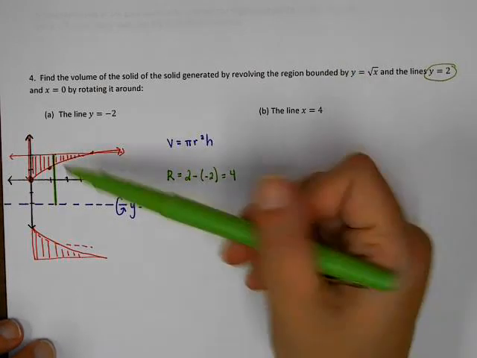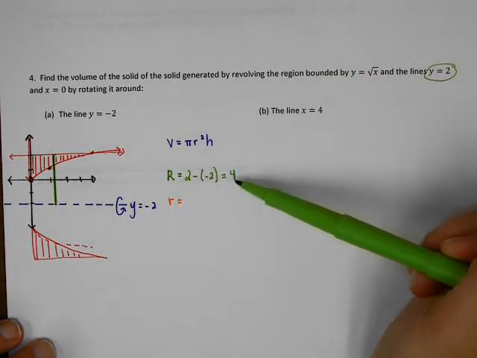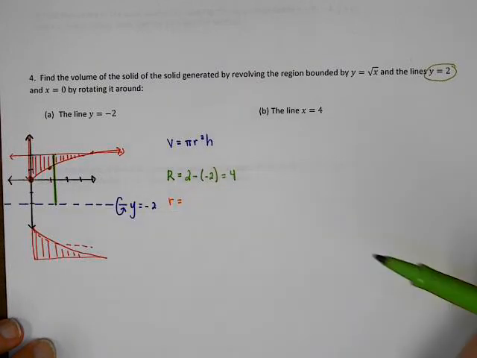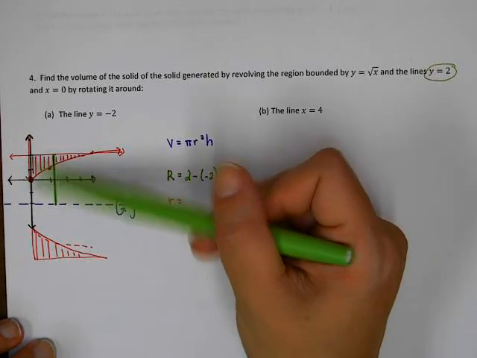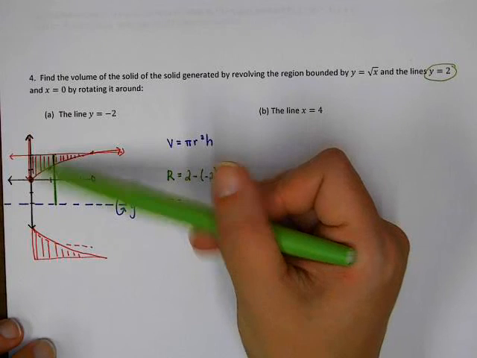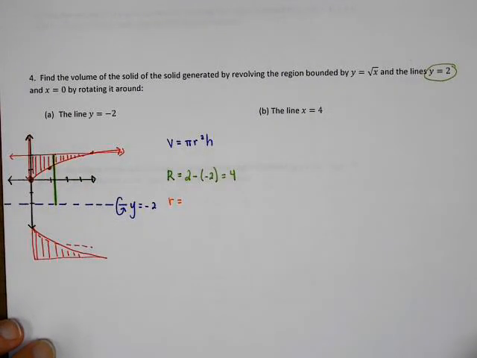What that means is that this outer edge is always 4 units away from the axis, which I think makes sense when we look at our picture. 1, 2, 3, 4. Those two lines are always 4 units apart.